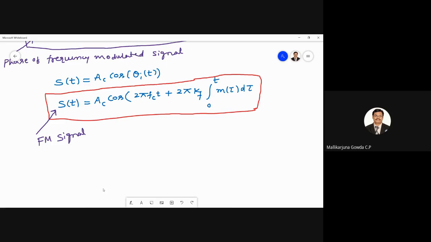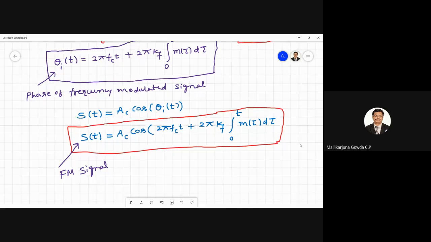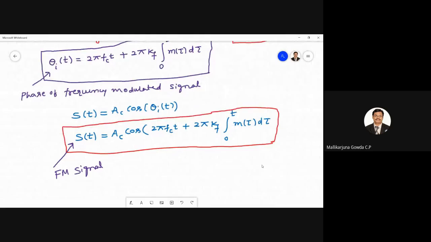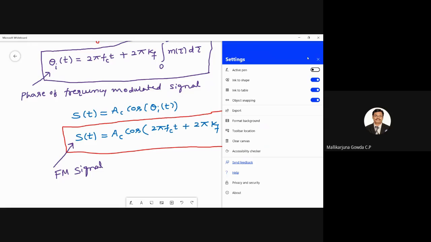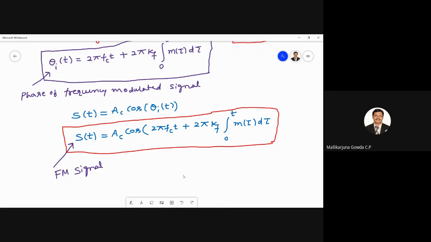Any questions with respect to this, whatever I have written for the frequency modulated signal? Do you have any questions? Is it clear? I am asking.